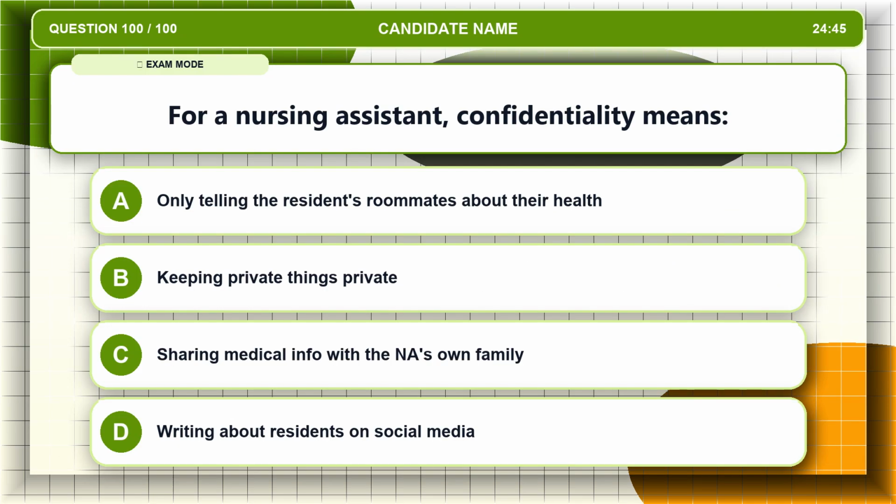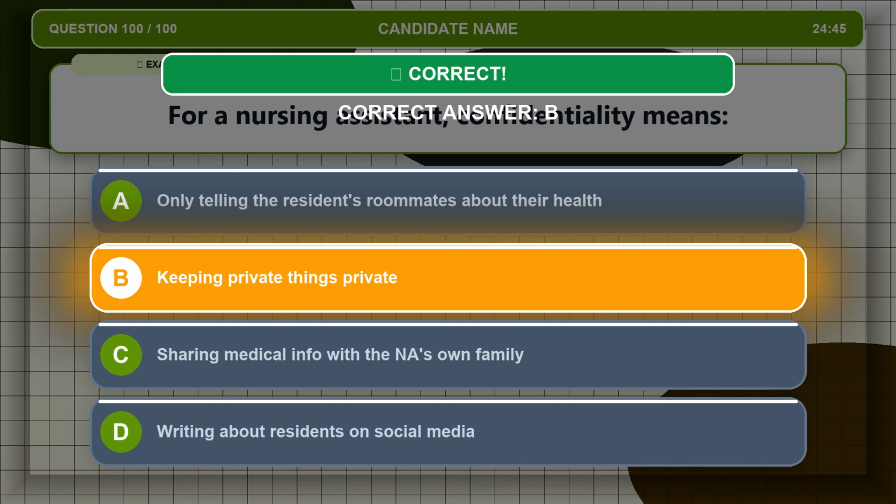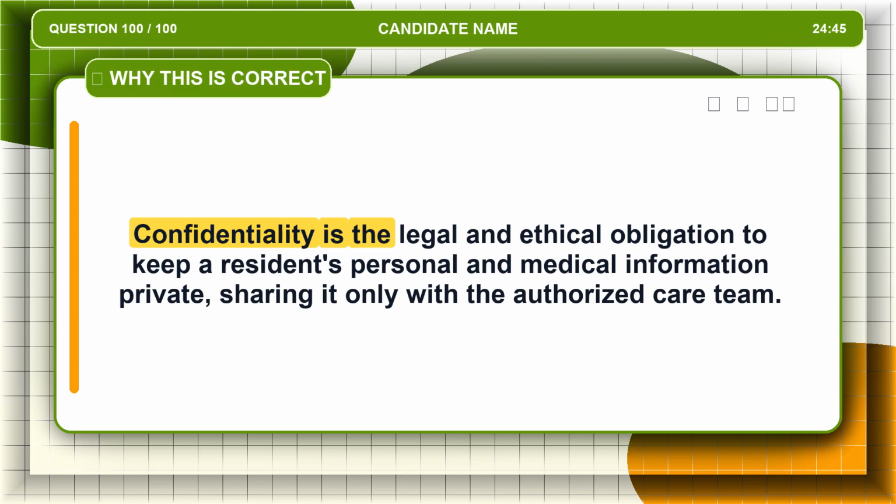Question 100. For a nursing assistant, confidentiality means: Option A, only telling the resident's roommates about their health. Option B, keeping private things private. Option C, sharing medical info with the NA's own family. Option D, writing about residents on social media. The correct answer is option B, keeping private things private. Confidentiality is the legal and ethical obligation to keep a resident's personal and medical information private, sharing it only with the authorized care team.